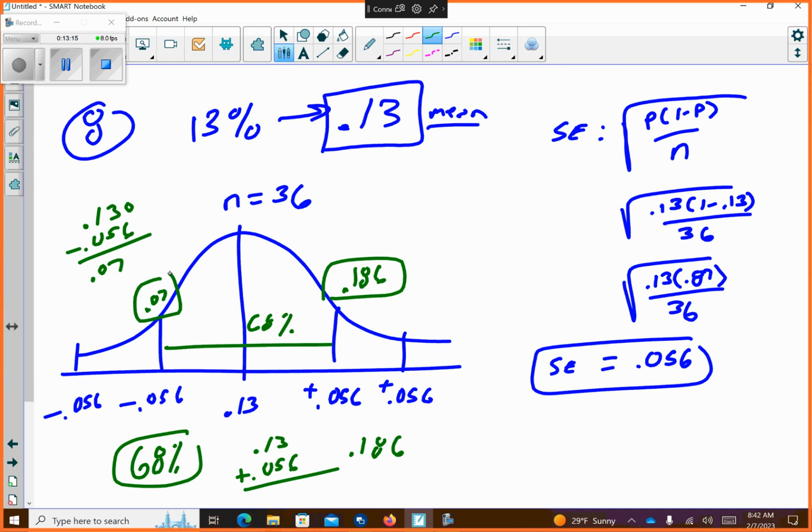And then how likely is it that you have 36 people that end up with 11% are senior citizens? Okay, so going to our buddies, the Desmos family.